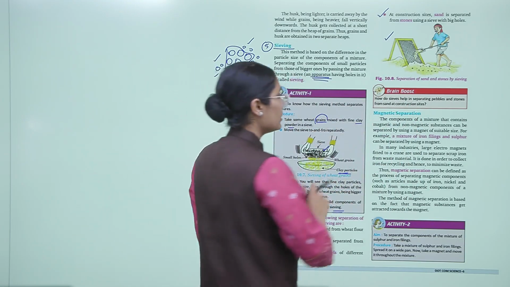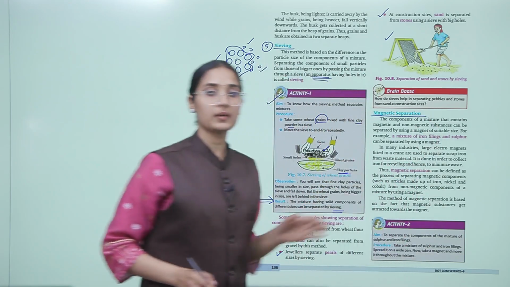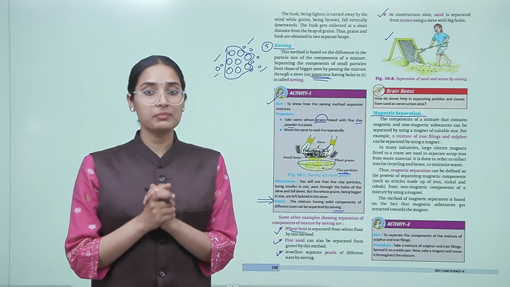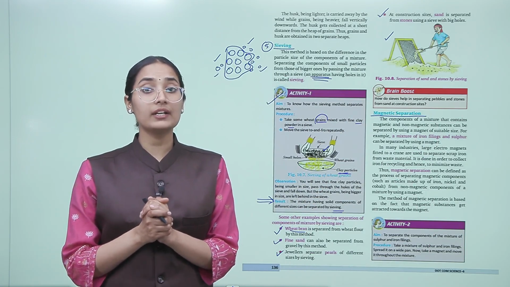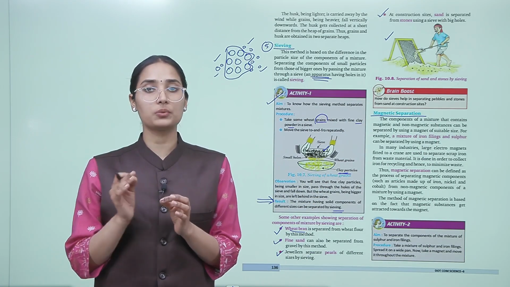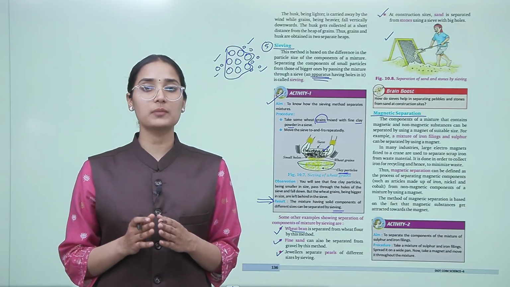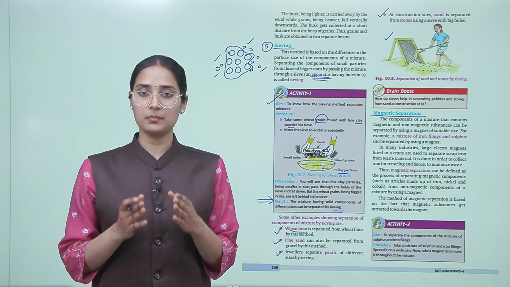Now let's talk about magnetic separation. This is another method. The components of a mixture that contains magnetic and non-magnetic substances can be separated by using a magnet of suitable size. For example, a mixture of iron filings and sulfur can be separated by using a magnet.